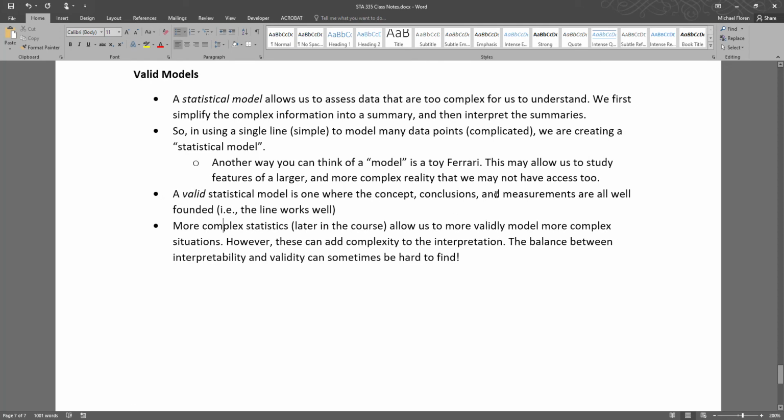So we strike this fine balance where statistical models are intended to make things easier to understand. But if we make our models too complex, we can't understand even our model. So we need to find a way in which we can keep our model as simple as possible. Sometimes this is called the law of parsimony.